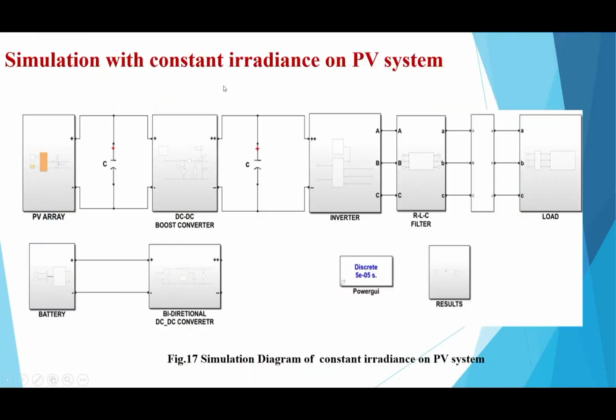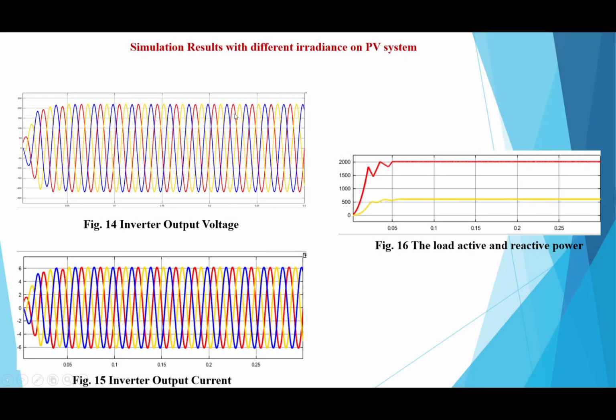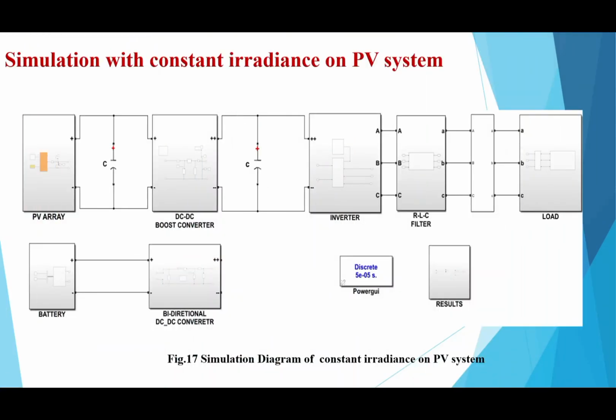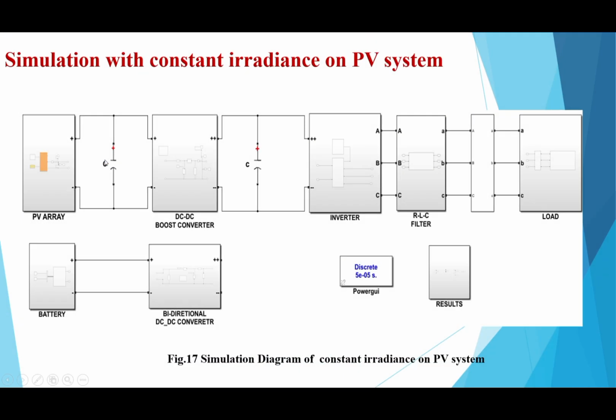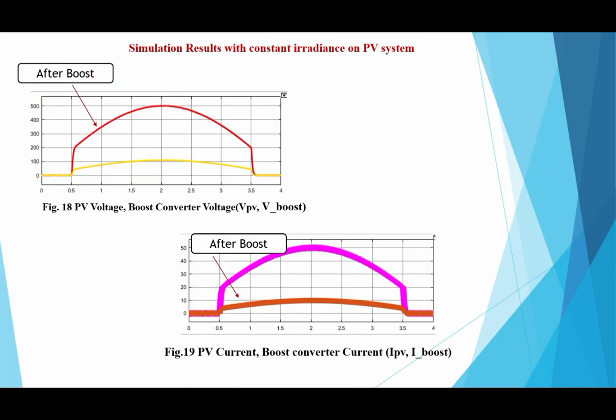This is the simulation results with constant irradiance on the PV system. Above we can see the different irradiance, and here it is the constant irradiance. It is the same as the different irradiance and there is no difference between constant and different irradiance, except that after boosting up the voltage increases and the current decreases. Here, PV current and boost converter current. After boost up, current decreases and voltage increases.